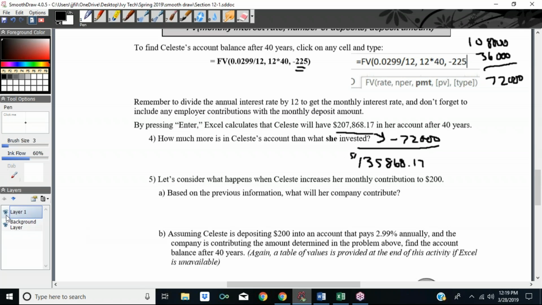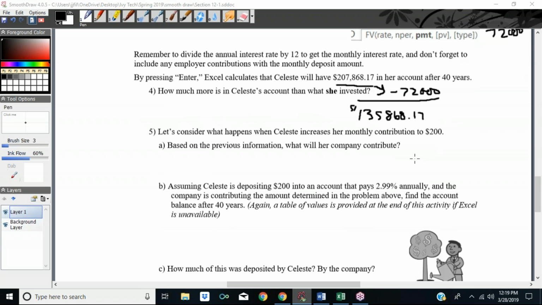So not all of that was earned interest, though. Some of that was what the company put in. So looking at her contribution going up to $200, let's answer this question first, I guess. If she puts in $200, how much will the company put in? The company will put in 100, so that'll be a total of 300, right?